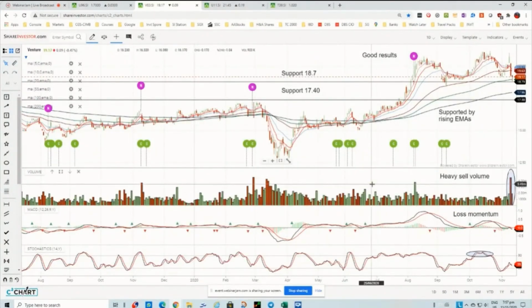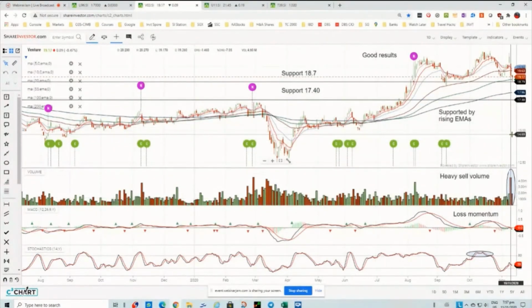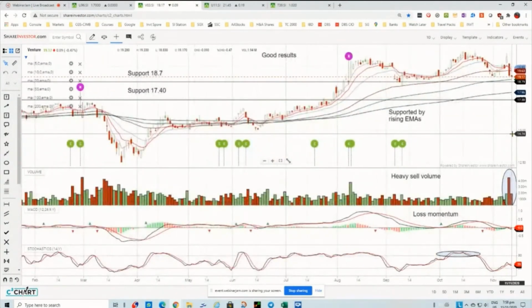Right. Along the way, you will note the green volume bars and red volume bars. In general, the green volume bars are much higher than red. It shows that the buying momentum is there. Now, then we look at the right-hand side. This last bar is exactly what Venture traded today.